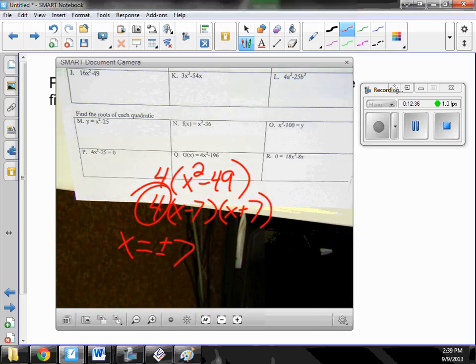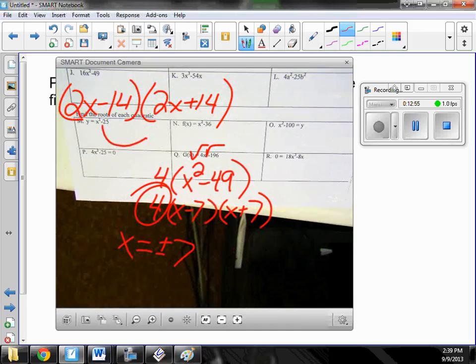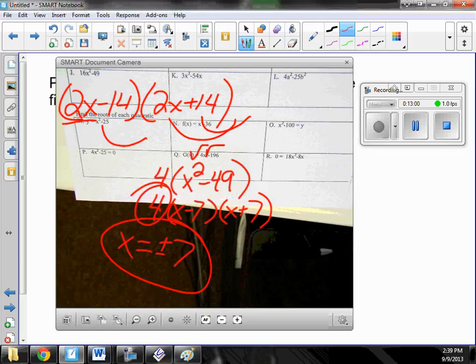Well, what if I square rooted both of them and I found out that 196 is actually 14 squared? Then I would have got 2x minus 14 and 2x plus 14. I still get 7 in both cases, because I would add the 14 over and divide by 2, subtract the 14, divide by 2, which gives me the same plus or minus 7.